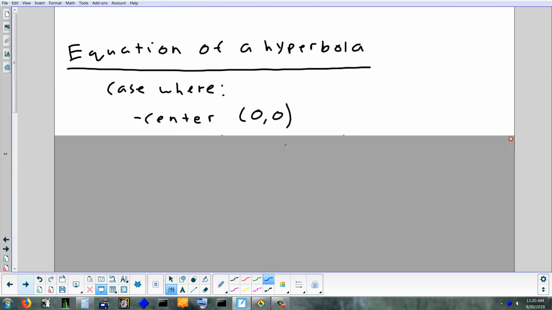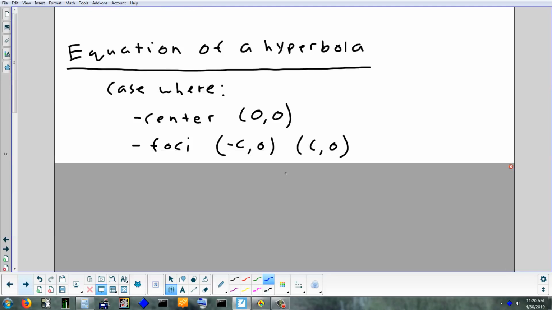Okay, so the first kind of hyperbola we're going to look at, the center is at the origin. What happens when it's not at the origin? Well, you're going to have an h and a k. We'll look at that after. The foci are going to be c units away from the center. It's exactly what we had yesterday. And this is going to be the case where the foci are to the left and to the right. Okay? That's a big difference.